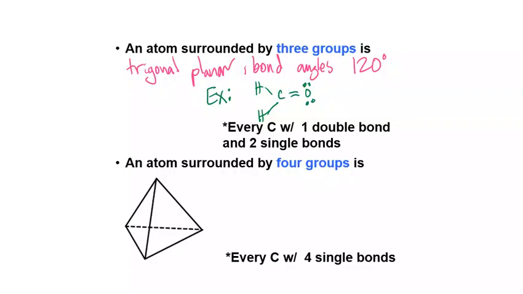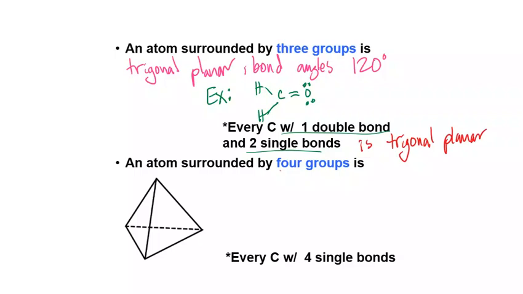Now, every carbon that has one double bond and two single bonds is going to be trigonal planar. So an atom that's surrounded by four groups, that's our next shape in molecular geometry. So an atom that's surrounded by four groups, and all four of those groups are atoms.